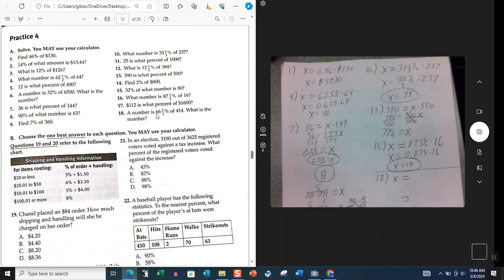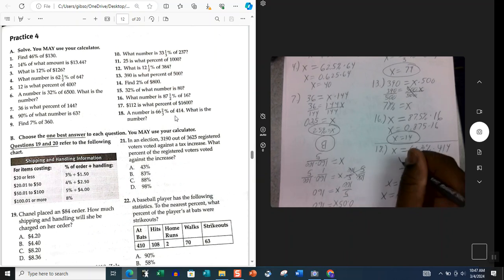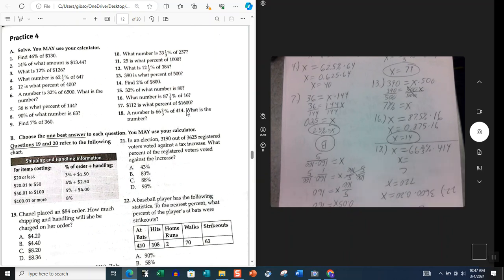Is equal to 66 2/3%. We'll leave it at 66 2/3%. Of means multiplication, for 14. Now we're going to put this in our calculator, and that will give us our answer.